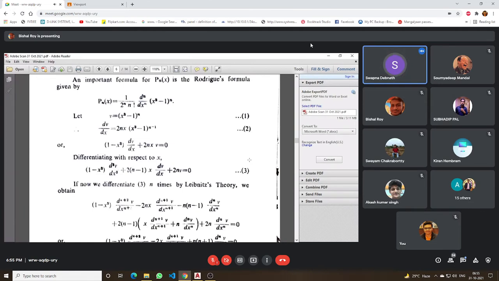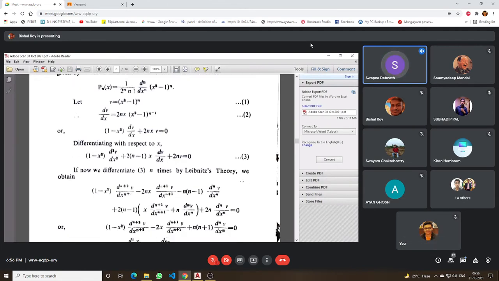Now we differentiate this equation with respect to x. We get (1 minus x square) d2v/dx2 plus twice x dv/dx plus twice n v plus twice nx dv/dx, and then simplified we have written like this: (1 minus x square) d2v/dx2 plus 2(n minus 1)x dv/dx plus twice n v is equal to 0. This is equation number 3.